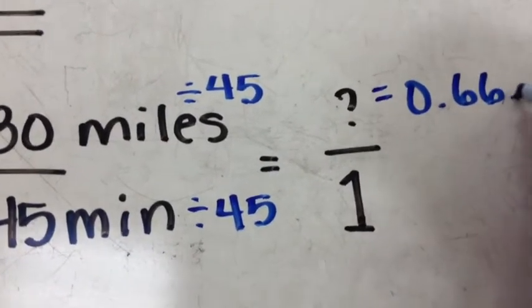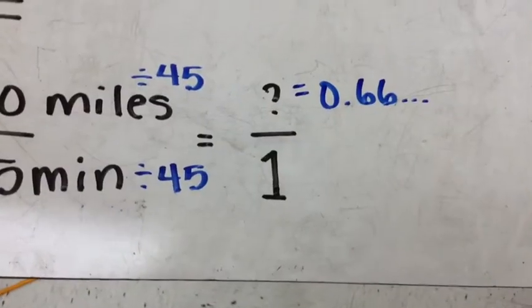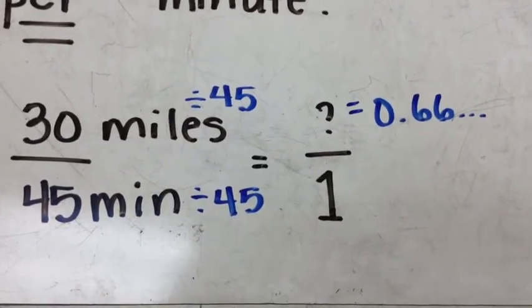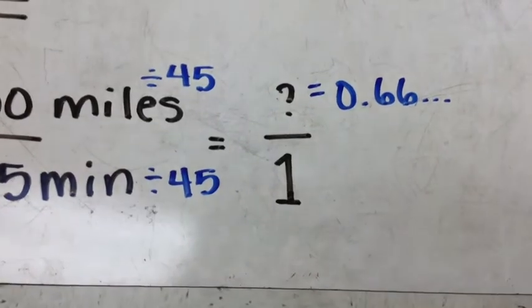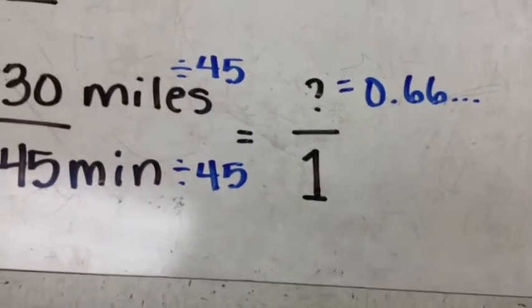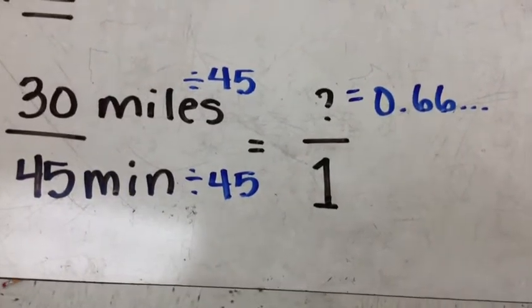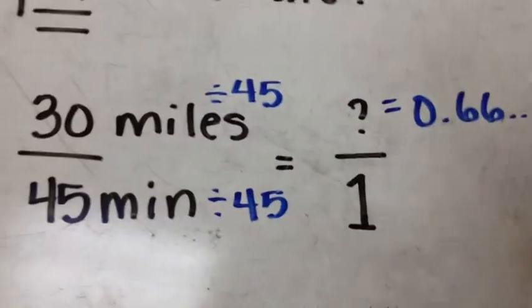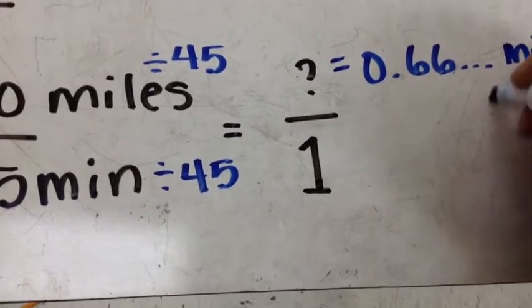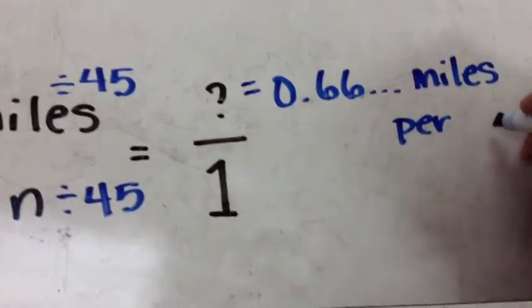0.6 repeating. So, if you are driving 30 miles in 45 minutes, you're driving approximately 0.66 miles per minute. So 0.66 miles per minute is your unit rate.